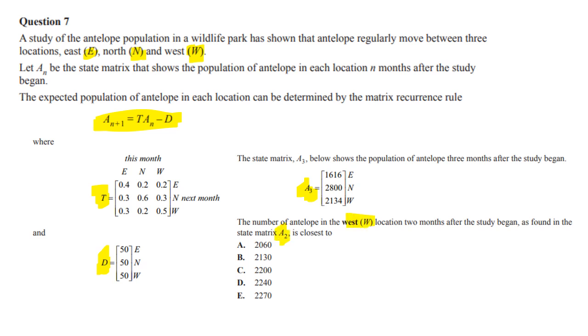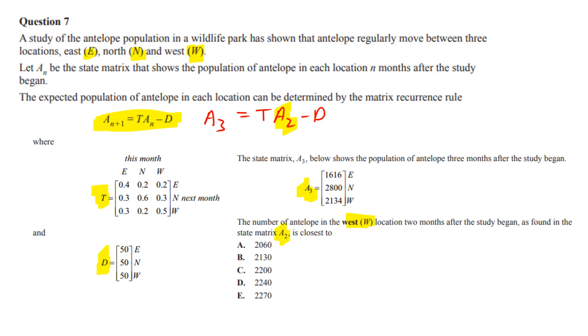So let's just make sure we understand this. A_{n+1} = T·A_n − D. So A3 = T·A2 − D. We want, and this is unusual, not to find A3. They've given us A3. We want to find A2. So we've got to do a couple of steps here.